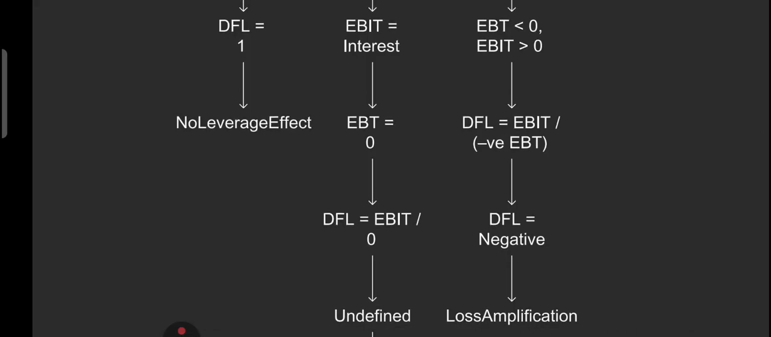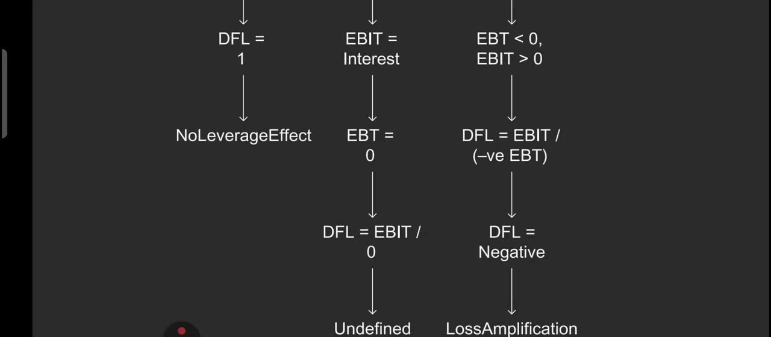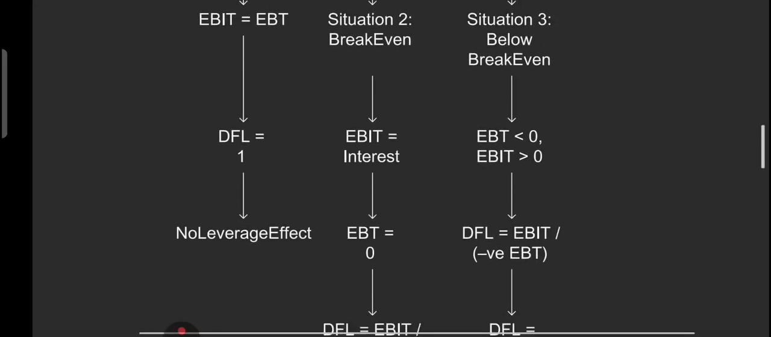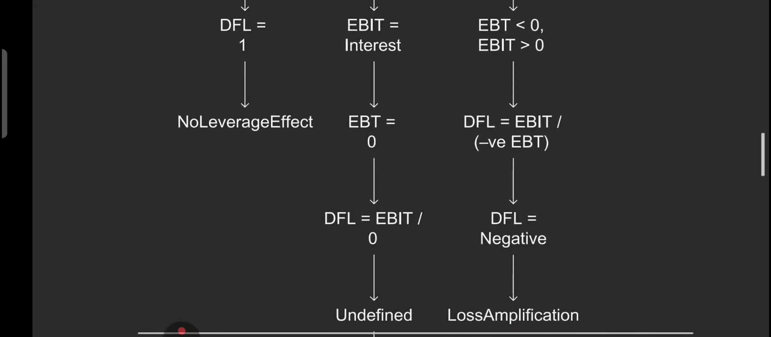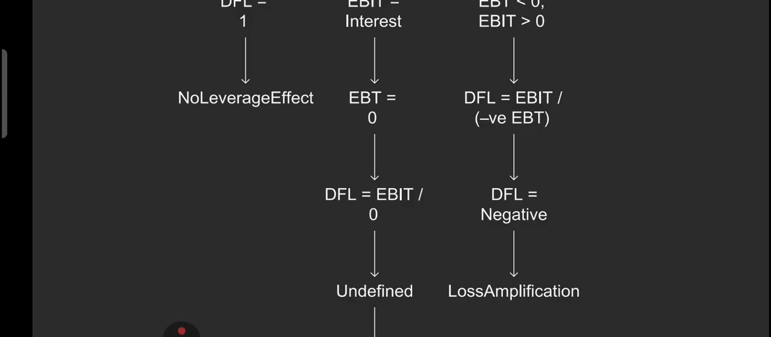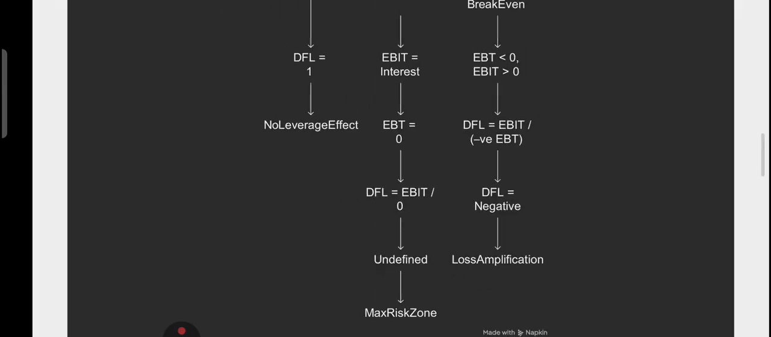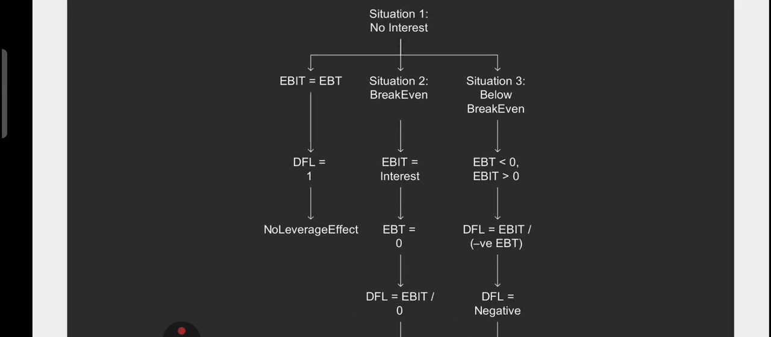Since it is operating below the break even point, in this case you can see DFL is negative, your loss will become amplified. So if you take more debt, it increases loss instead of gain. So what we learned from this discussion is simply represented in this chart: leverage can be a powerful financial tool, but only when used within the safe limit. Knowing where you are in this scenario helps you manage risk smartly.